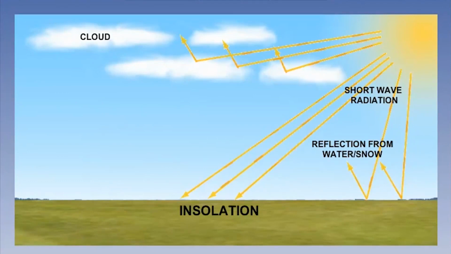Clouds will reflect part of the incoming energy backwards, possibly out to space again. The rest will continue to the Earth's surface. In clear weather, around 85% of the Sun's original energy will reach the Earth's surface.